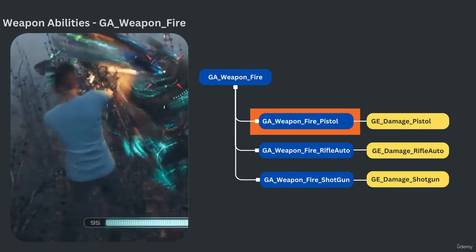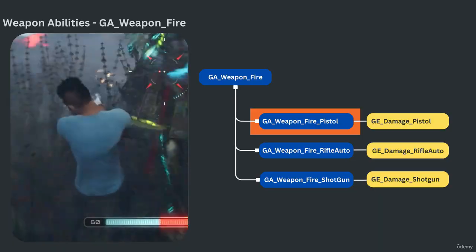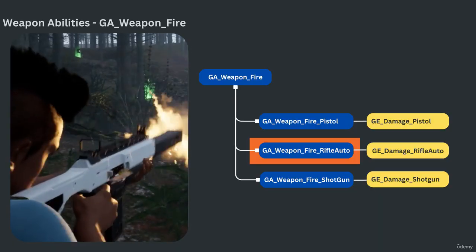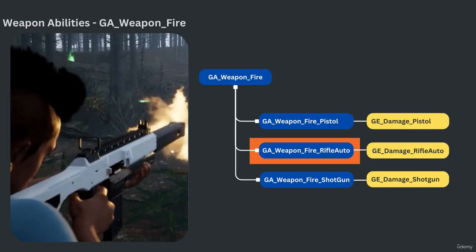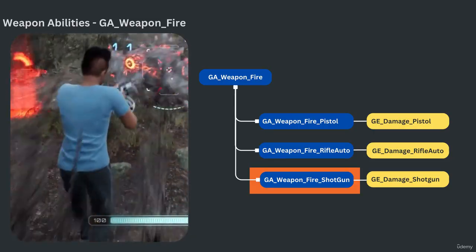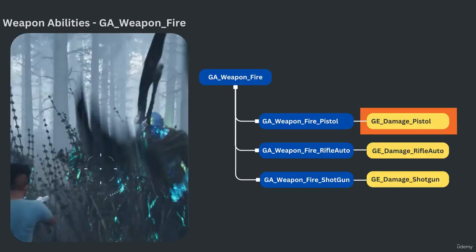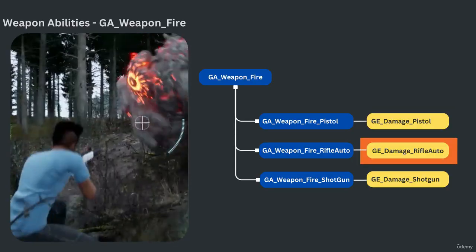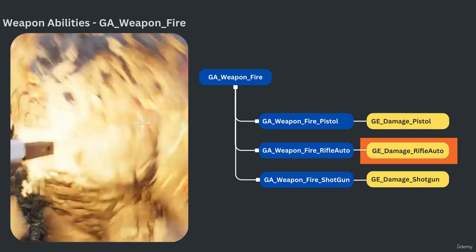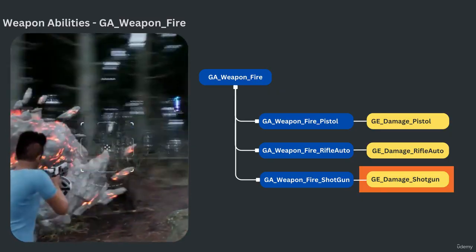GA weapon fire has three variations: GA weapon fire pistol, GA weapon fire rifle auto, GA weapon fire shotgun. Each has its own set of firing animations and VFX effects. There are also three different variations of the gameplay effects: GE damage pistol, GE damage rifle auto, and GE damage shotgun, with different intensity of damage. Pistol and shotgun have the firing ability, while the rifle has the automatic firing ability.